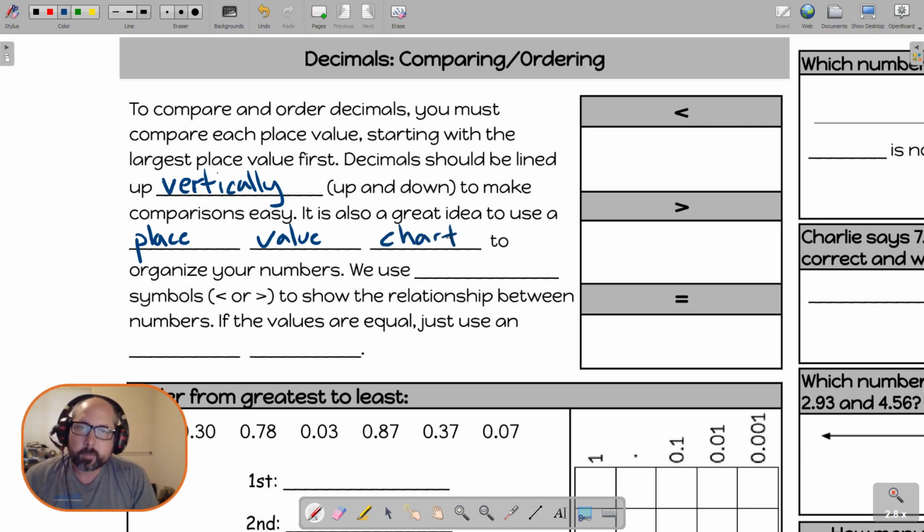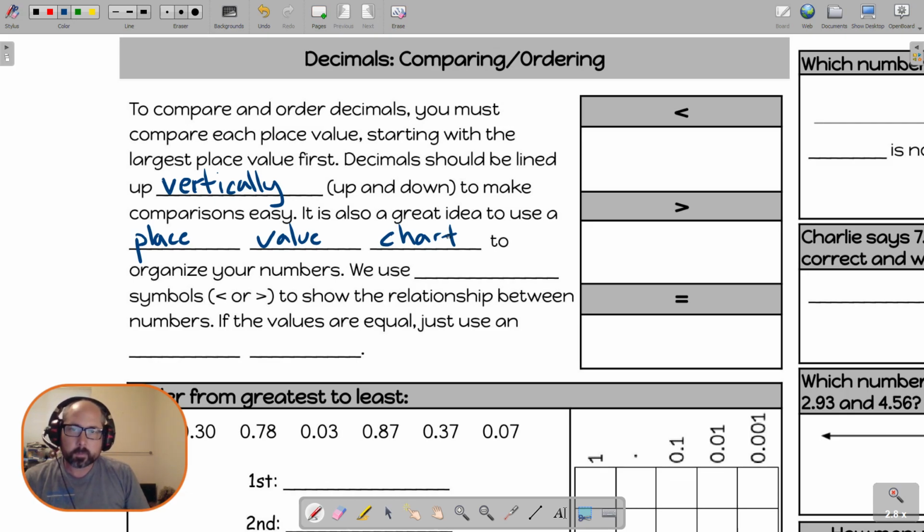So we're going to use our place value chart to organize your numbers. Keeps everything lined up nicely, and also takes a lot of stuff out of your head and puts it on paper. You don't have to keep up with as much.